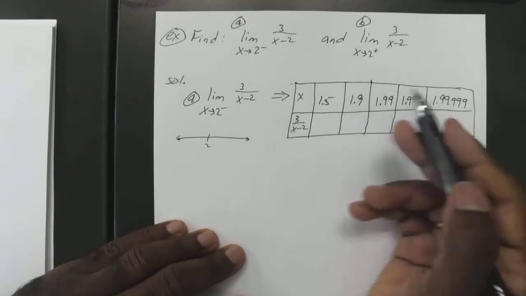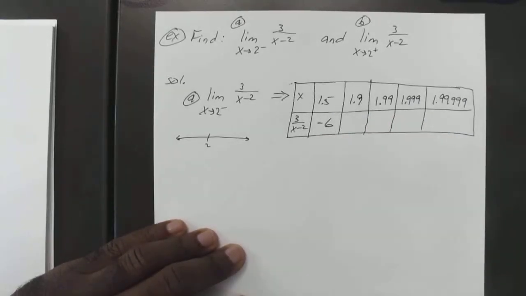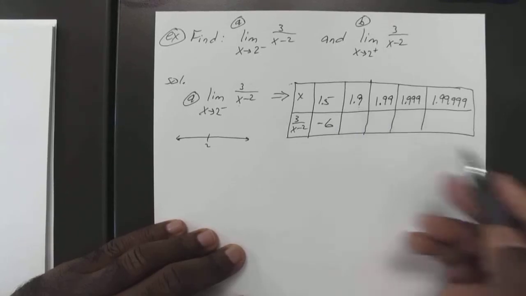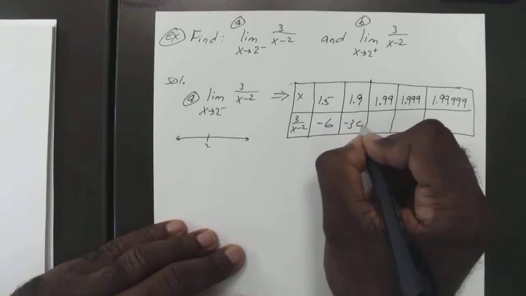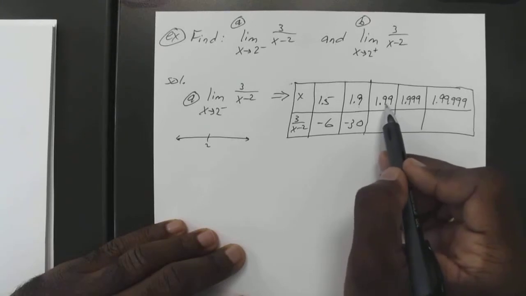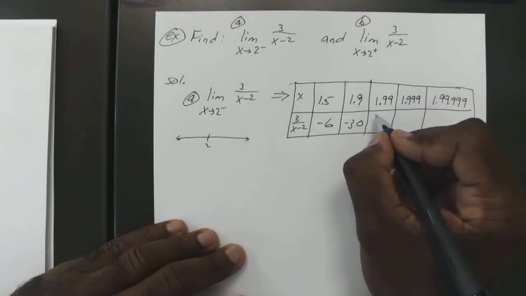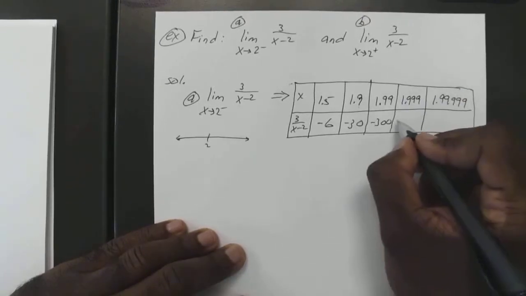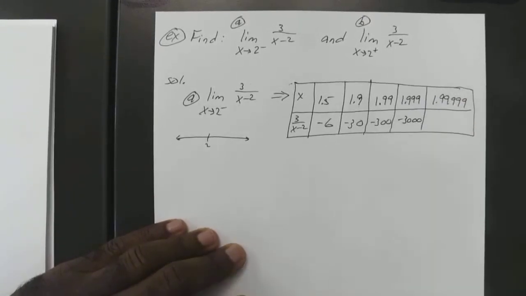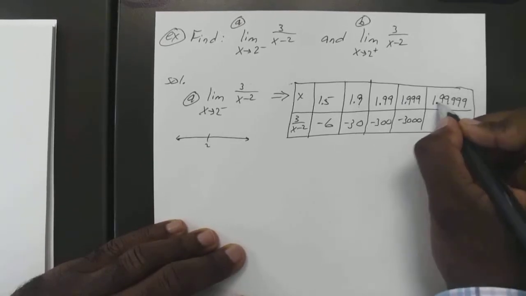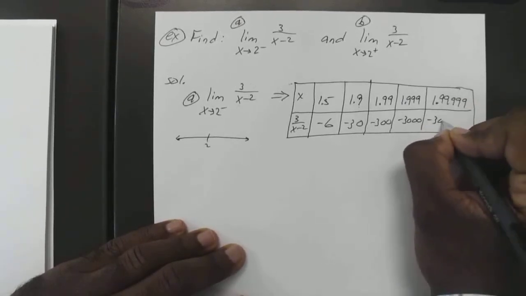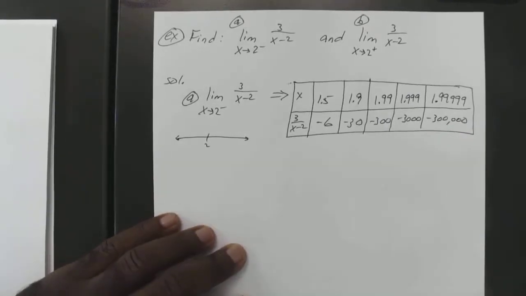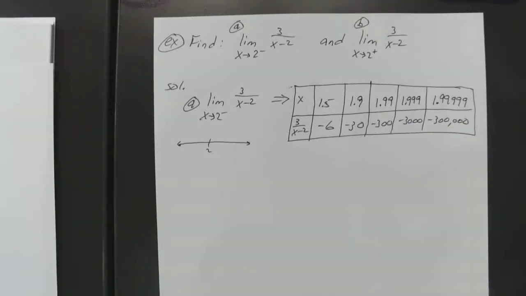Okay, so if you plug in 1.5, you'll end up with -6. If you plug in 1.9, you'll end up with -30. If you plug in 1.99, you'll end up with -300. 1.999, you end up with -3,000. And 5 nines, you'll end up with -300,000. If you just keep adding nines, that number would just keep getting smaller and smaller, approaching negative infinity.